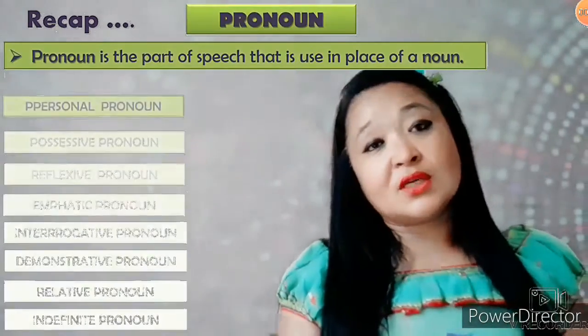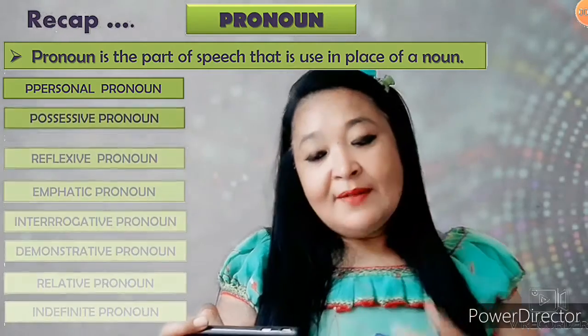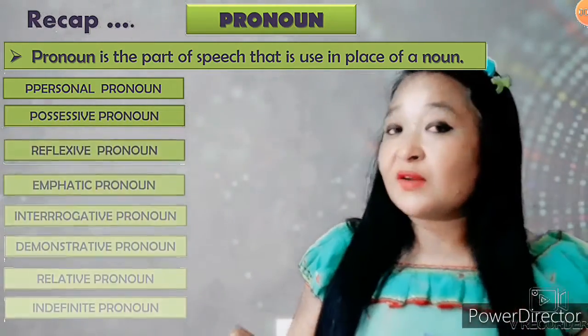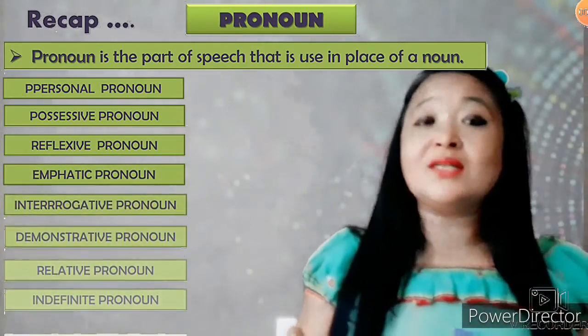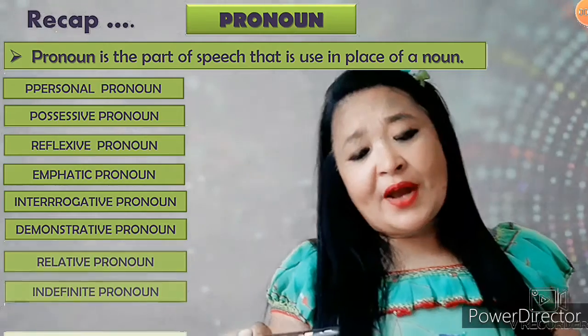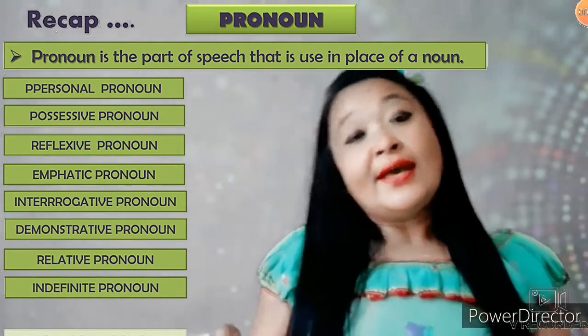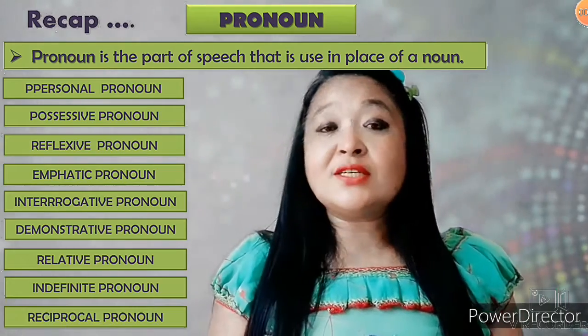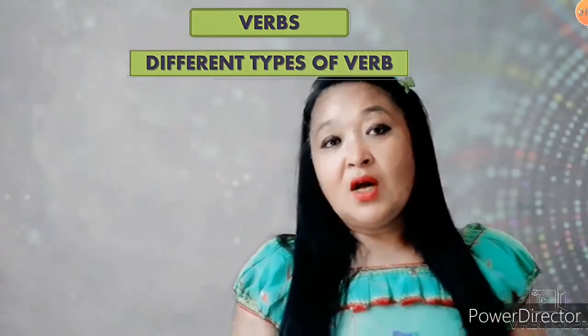Well, we studied about the pronoun in the last class. A pronoun is an important part of speech. A pronoun is a part of speech that is used in place of a noun. And we also studied the different types of pronoun, like the personal pronoun, possessive pronoun, interrogative pronoun, demonstrative pronoun, etc. Now in today's class we shall exclusively focus only on verbs and the different types of verbs.